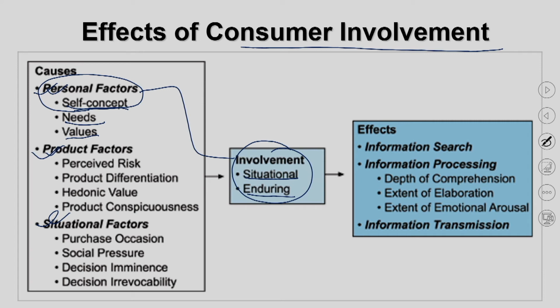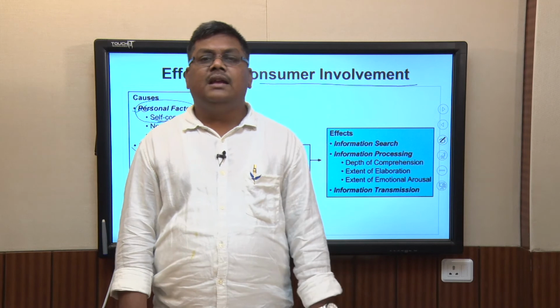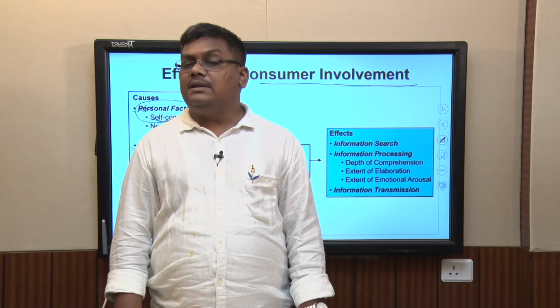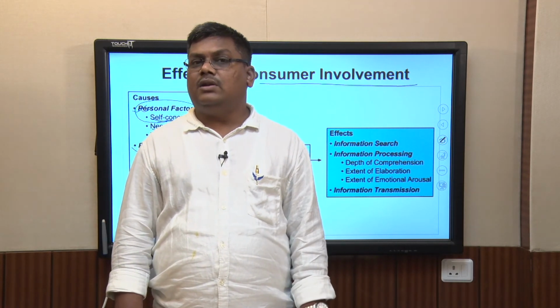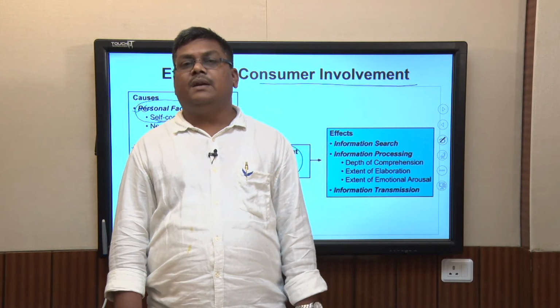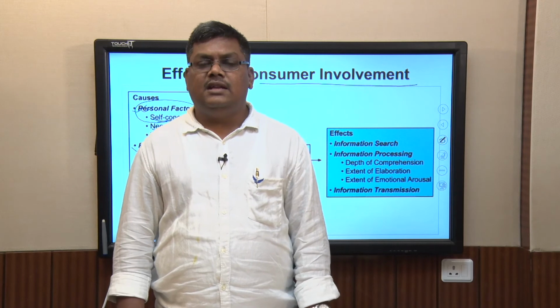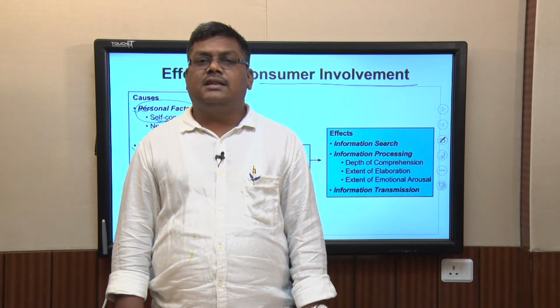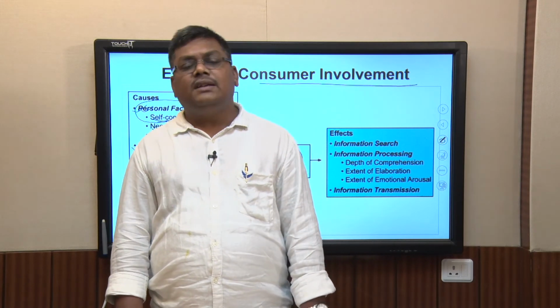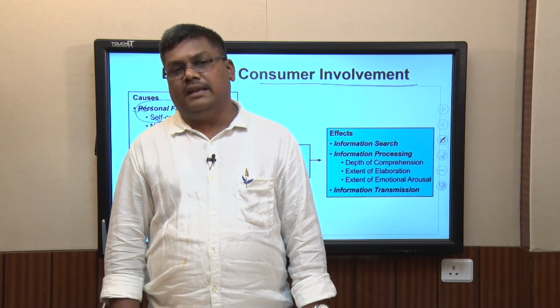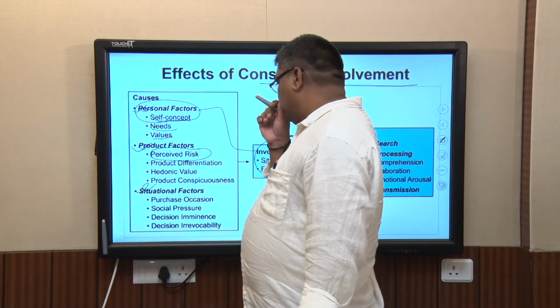There are certain product related factors also which describe involvement. For example, perceived risk. The more the perceived risk that somebody sees in buying a product, the higher the involvement. Because if you think that a purchase is risky, if you are buying a car and it is risky, you will be more involved. But if the risk is less, then the involvement will be less. So, that is how it is going to be.